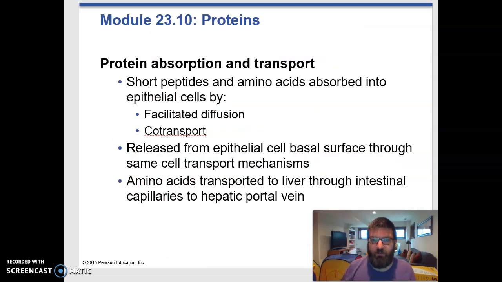These proteins are now broken down into amino acids, and those amino acids are then absorbed through facilitated diffusion and also some co-transport, so we do spend some ATP to do this, into the cells that line your small intestines, and then out of those cells onto the other side in that interstitial fluid, in that intestinal villus, where they can be picked up by blood capillaries and transported, you guessed it, to the liver through that hepatic portal system.